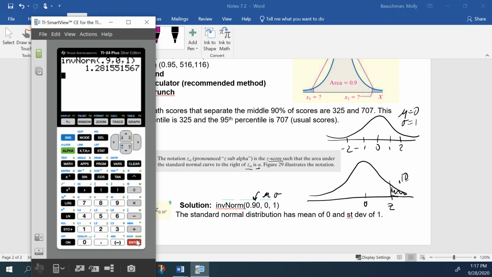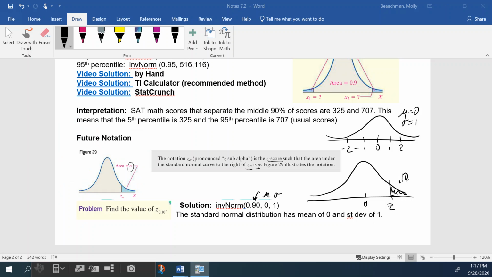1.28. So that means Z.10 is equal to 1.28. That means a Z-score of 1.28 has an area of 0.10 to the right of it. So let's take a look at a couple of examples from homework.